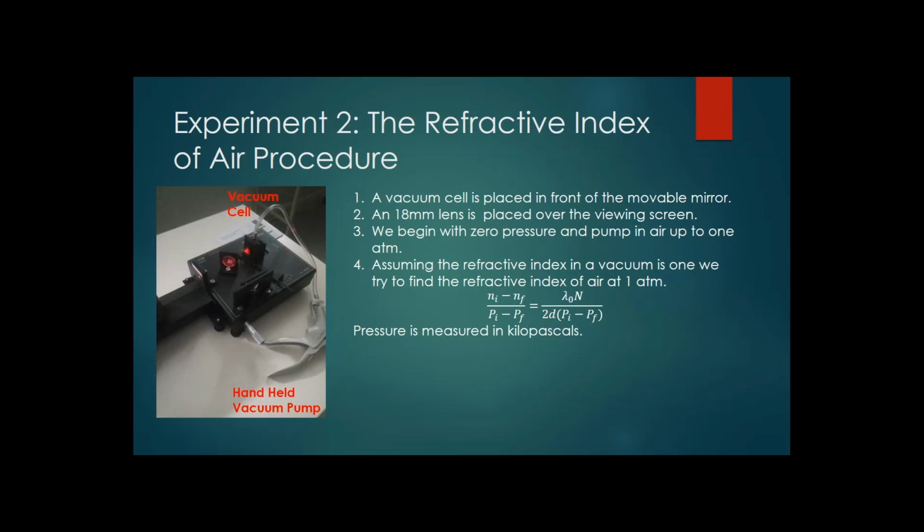We adjust the air inside the cell to a vacuum of 0 atmospheres, then pumped in air up to a certain point and evacuated it several times, adding more air every time. In this case, the vacuum pump only goes up to 0.85 atmospheres. We can find the refractive index of air by finding the slope of the refractive index and pressure, using the known wavelength, number of transitions, width of the vacuum cell, and the pressure.